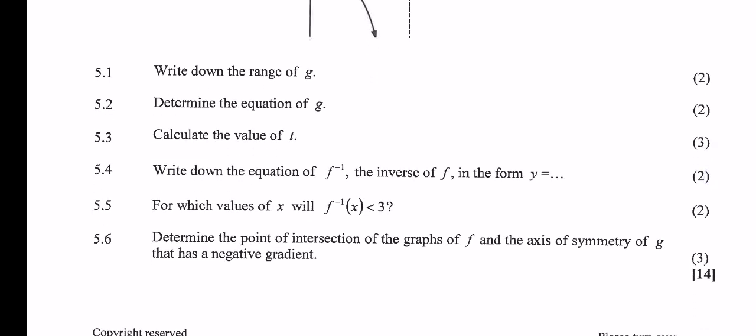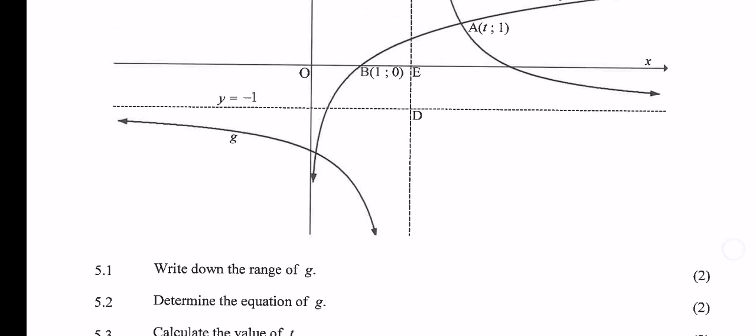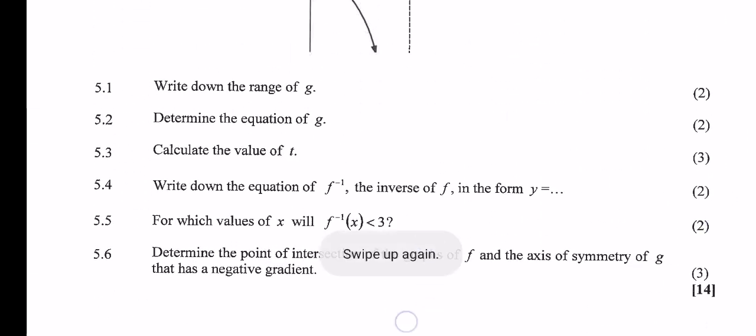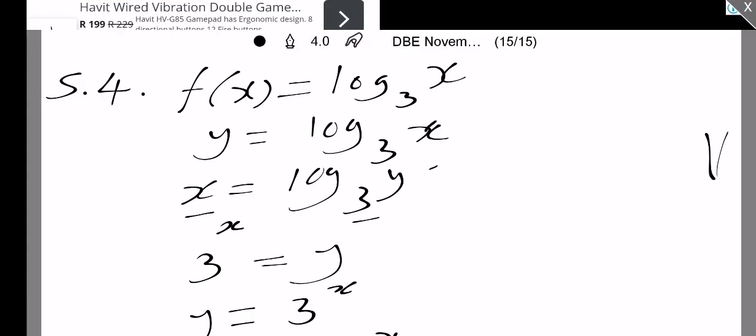Now let's move on to the next question. For which values of x will the inverse of x be less than 3? For which values? Okay, I'm going to show you on the graph, and I'm also going to solve for it.